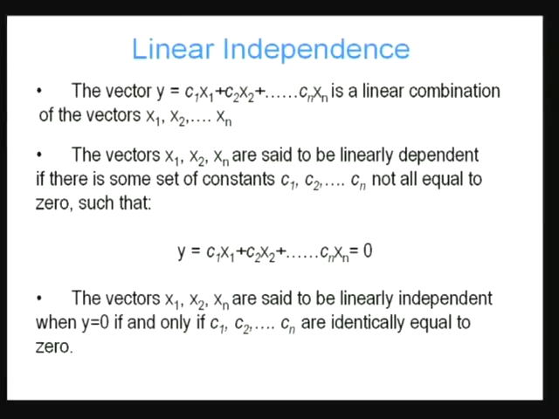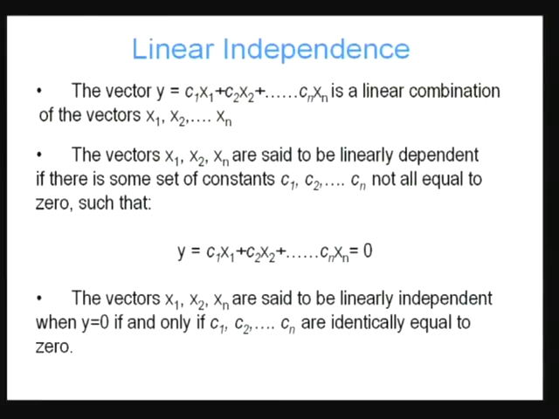Next, we want to talk about the notion of linear independence. A vector y, which is obtained by taking a linear combination of vectors x1, x2 through xn by multiplying them with scalars c1 through cn, is said to be linearly dependent if there is some set of constants c1, c2 through cn not all equal to 0, such that the sum c1 x1 plus c2 x2 through cn xn is equal to 0. On the other hand, the vectors x1, x2 through xn are said to be linearly independent when this condition is satisfied if and only if all the c1 through cn are 0.